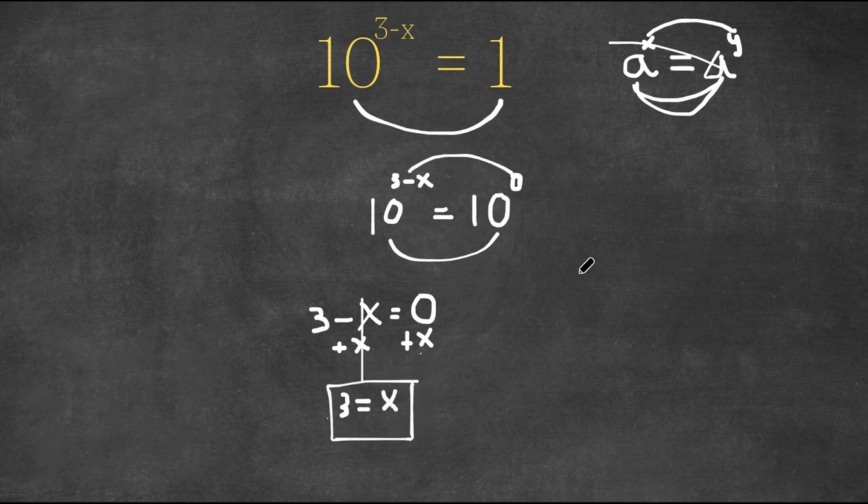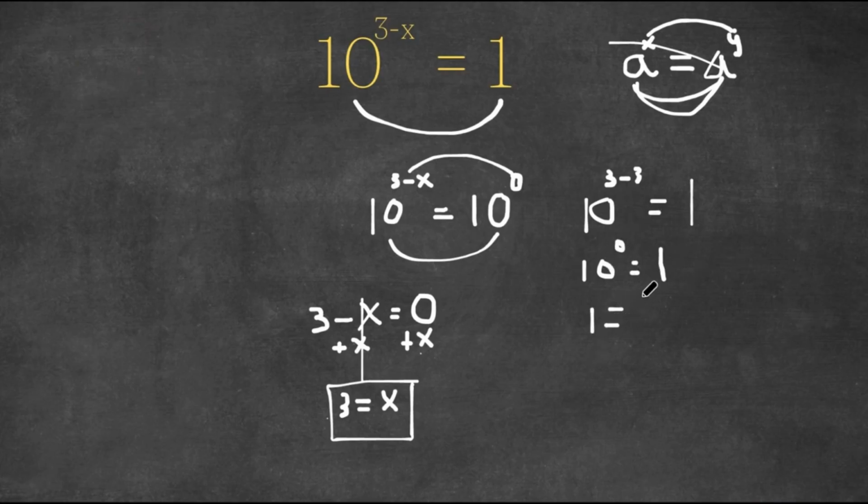Now why don't we go ahead and plug it into our equation. This gives us 10 to the power of 3 minus 3. 3 minus 3 is 0, so 10 to the power of 0 equals 1, and remember, anything to the power of 0 equals 1. So we have 1 equals 1, and this is right, meaning our answer of x equals 3 is right.